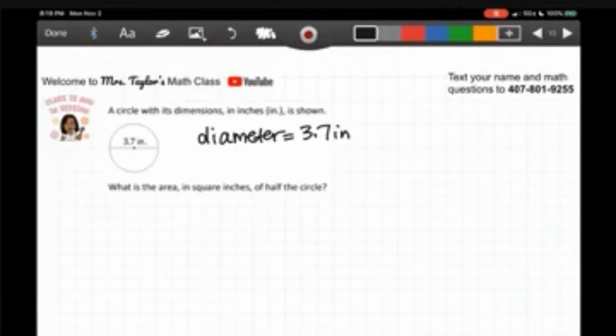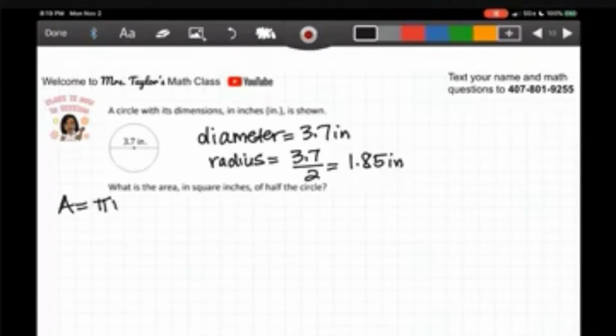So first off, let's figure out the radius. The radius is going to be the diameter divided by 2. 3.7 divided by 2 is going to get us 1.85 inches. In order to find the area of a circle, area is equal to pi r squared. And that's for a full circle.